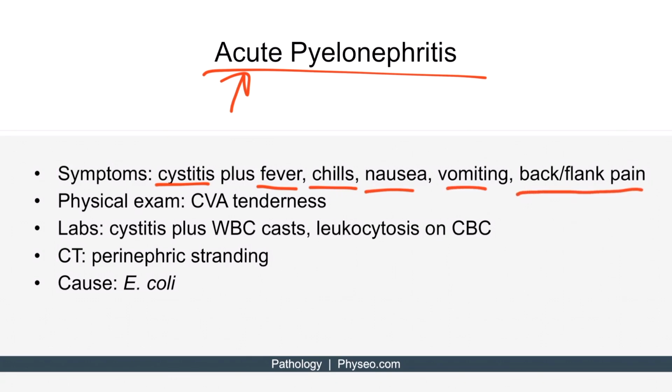Now, the back or flank pain is a natural consequence of an inflamed kidney, which irritates the area and causes pain. And you can see this on a physical exam by testing for costovertebral angle tenderness, or CVA tenderness.